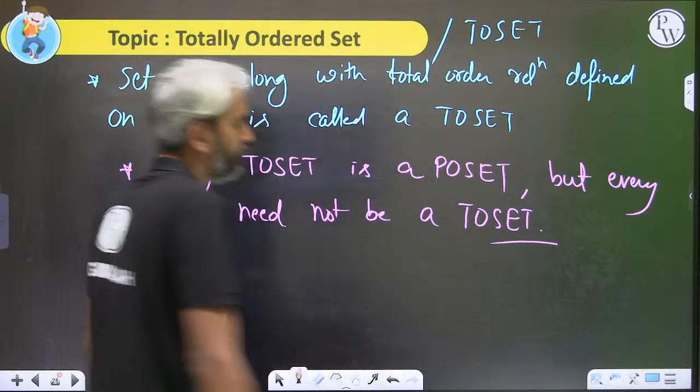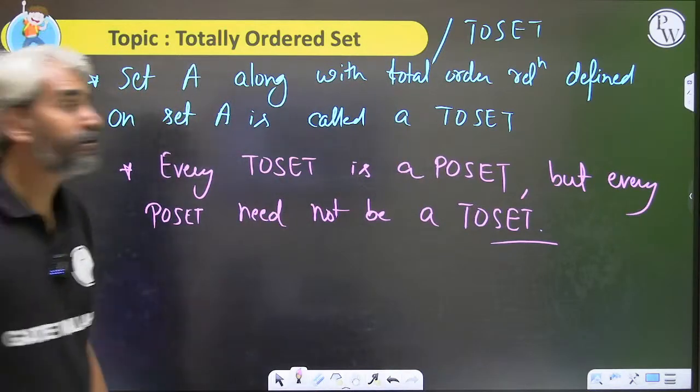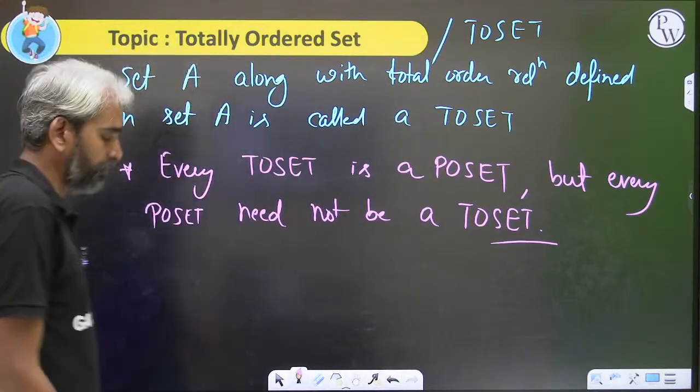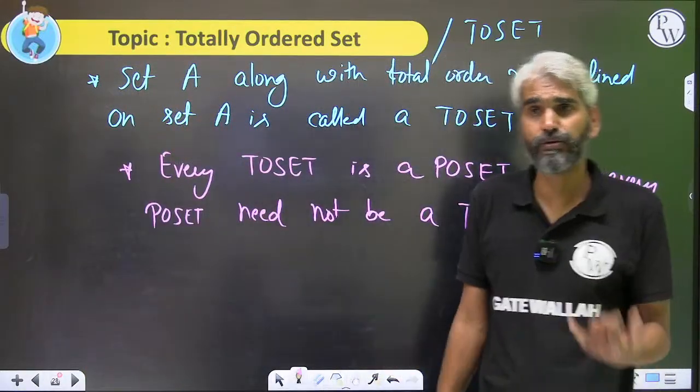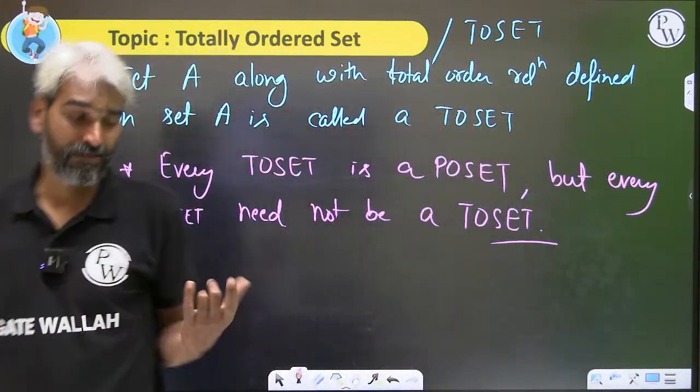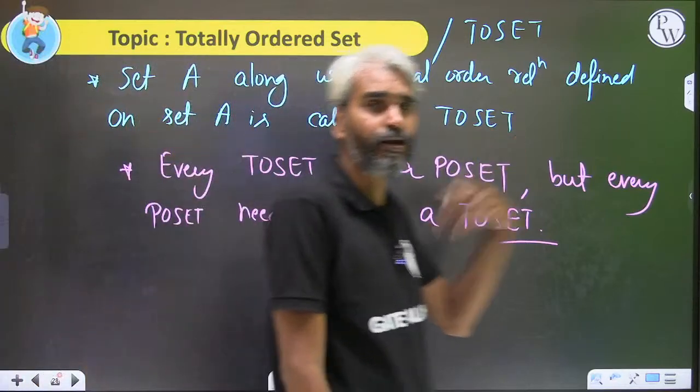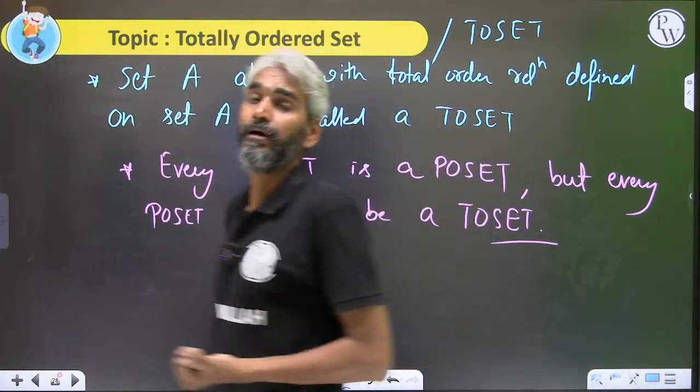Every PO set need not be a TOE set. Clear? So this is related to totally ordered set. We have seen partial order relation: a relation which is reflexive, antisymmetric, and transitive will be called a partial order relation. Then we defined a POSET, that is a set along with the partial order relation, called a partially ordered set.